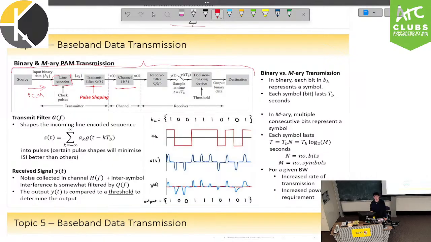It might pick up some sort of noise, some sort of interference. This is a filter that we cannot control. It is a result of the environment. And then lastly, the receive filter will try to filter out some of that noise. Lastly, we pass this through a decision-making device, which takes these pulses that we get at the end and decides whether we tried to submit a 1 or a 0.